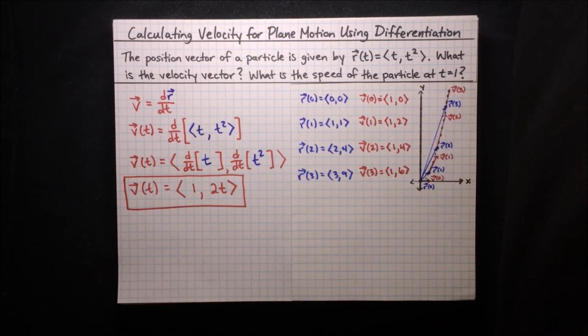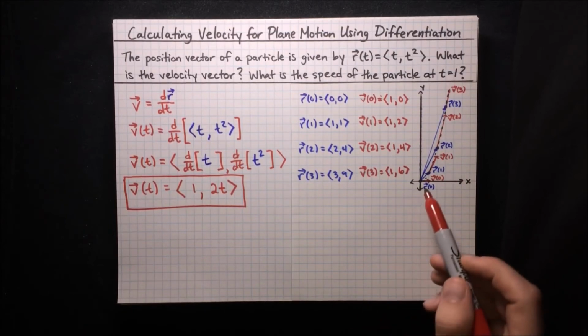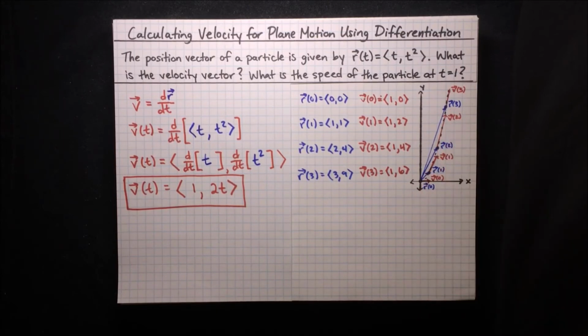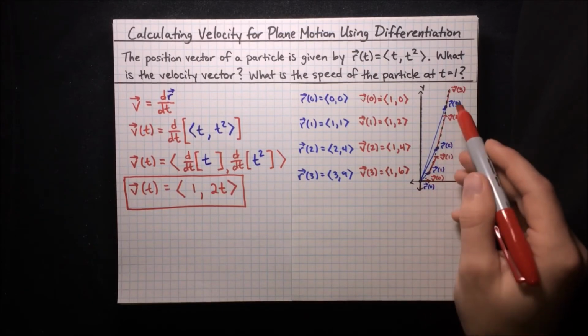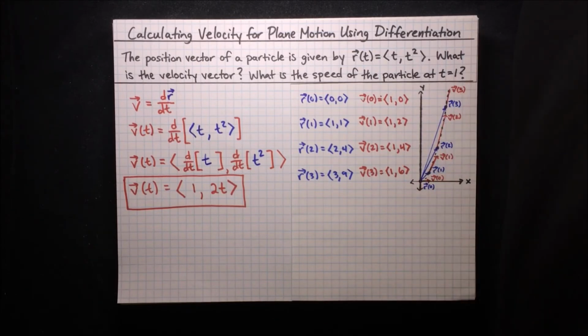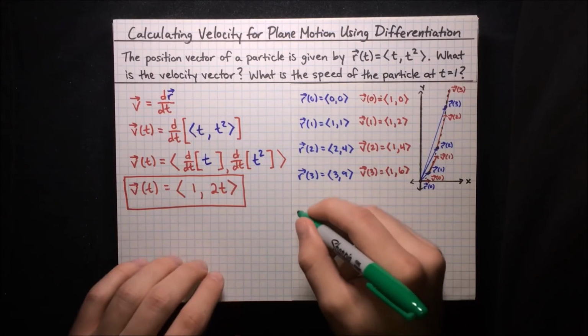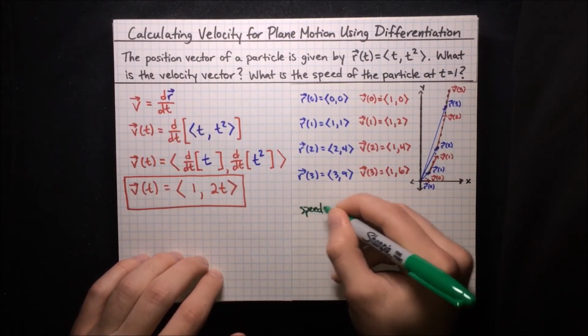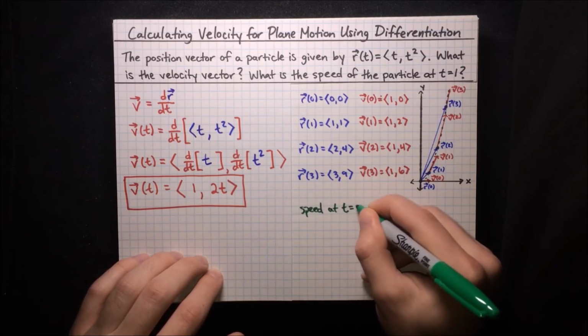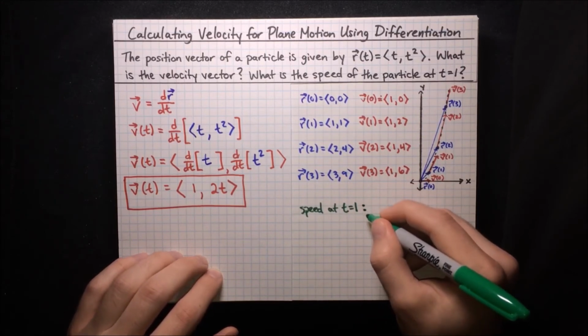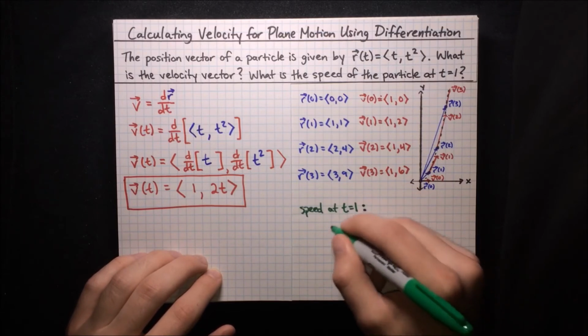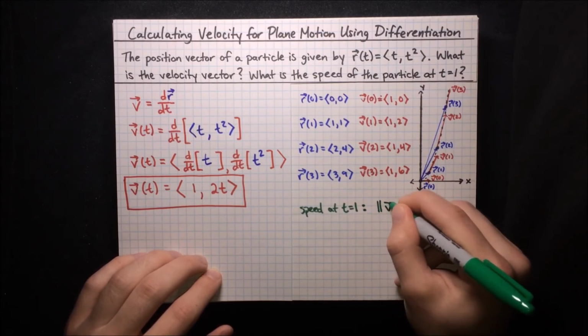So indeed we see that the velocity vectors represent the direction of motion of the particle. They are tangent to the path of the particle at every single point, and their lengths represent the speed of the particle. The lengths of the vectors are getting longer and longer, so the particle is speeding up as it continues on its parabolic path. Okay, so our velocity vector makes sense, and now what is the speed of the particle at t equals 1? Well, the speed at t equals 1 is equal to the length of the velocity vector at t equals 1. So the magnitude of v of 1.